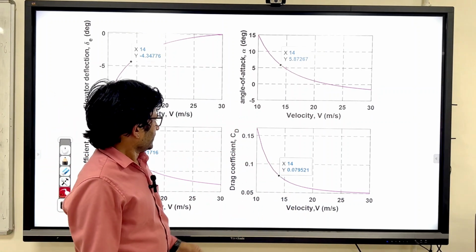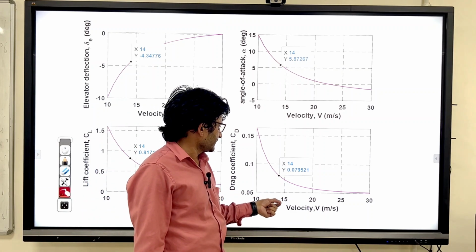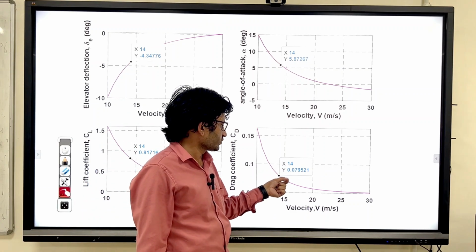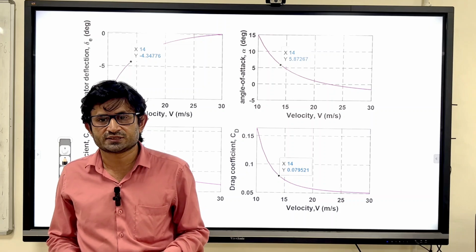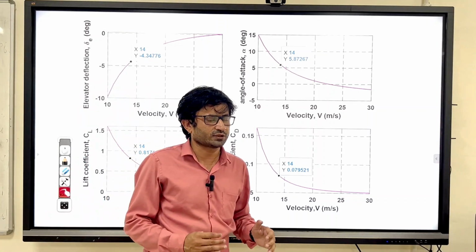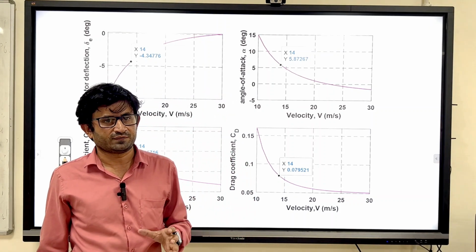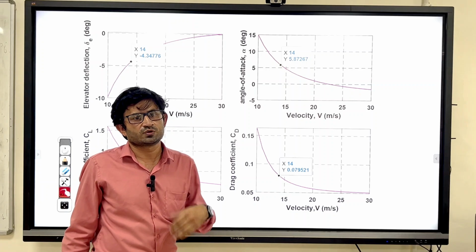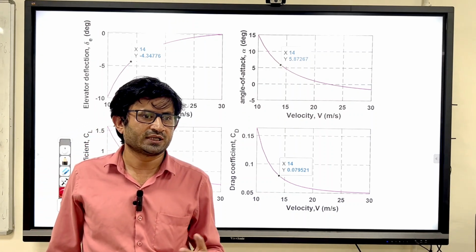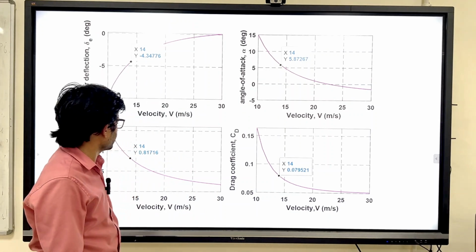Okay. Now you can see the drag coefficient with respect to the velocity; it is coming 0.07. As a designer, you have to be very conservative. For that reason we have considered 0.05. And actually, when you estimate this, it can come at 0.02 also, 0.03 also. So it is better to go to the conservative side.